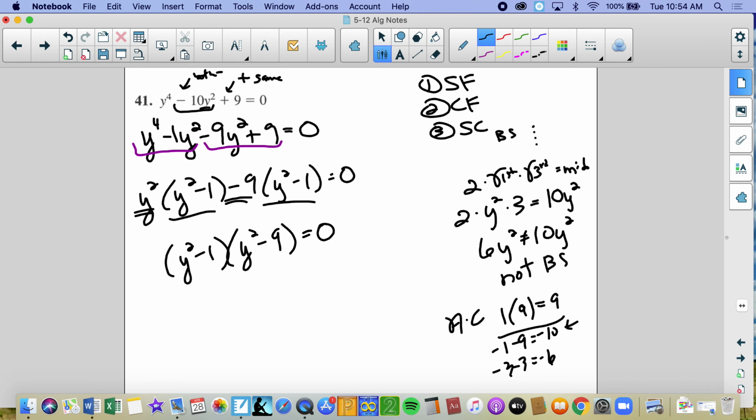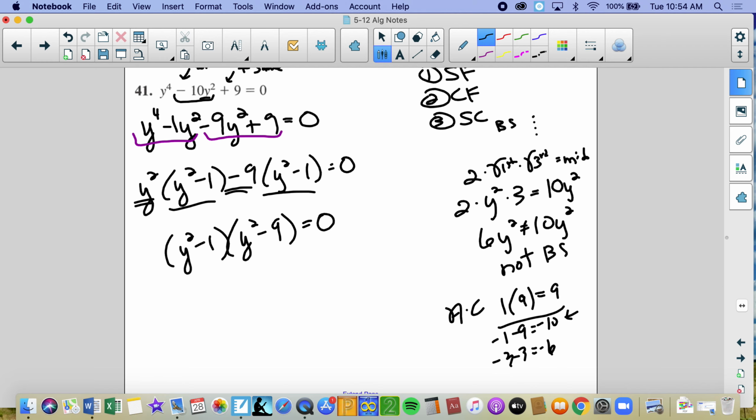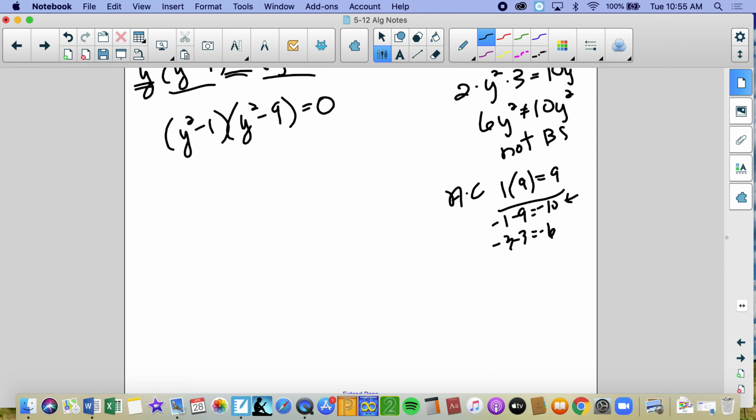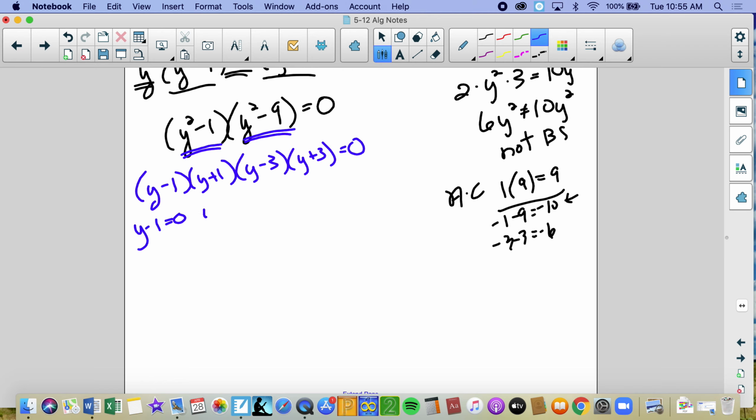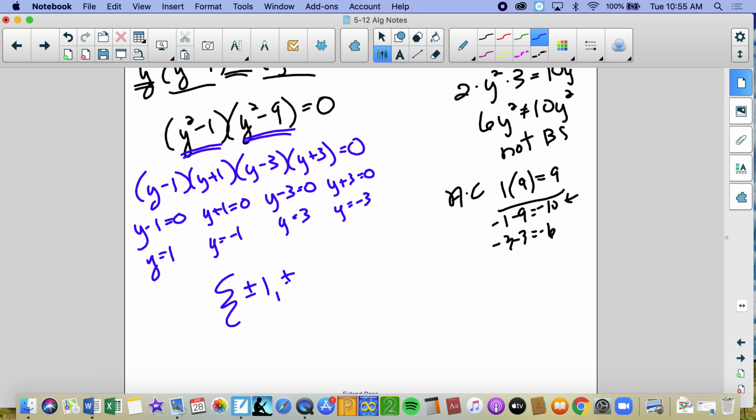equals 0. Now, there are a couple ways you can do this. We can look at this and notice that these are differences of squares. I could create (y minus 1)(y plus 1) and (y minus 3)(y plus 3) equals 0. And we could set them each equal to 0. y minus 1 equals 0, y plus 1 equals 0, y minus 3 equals 0, y plus 3 equals 0. So y equals 1, y equals negative 1, y equals 3, y equals negative 3. And my solutions would be plus or minus 1, plus or minus 3.